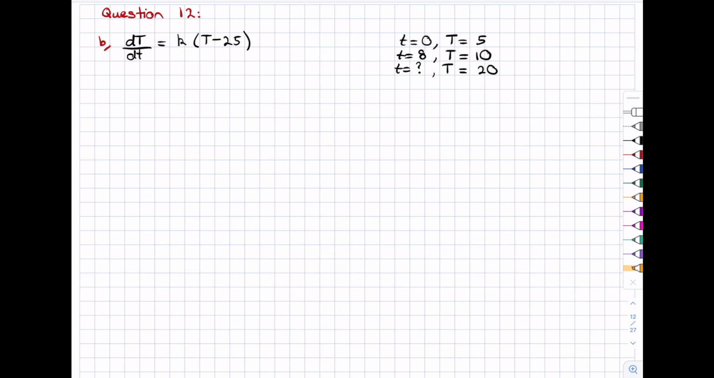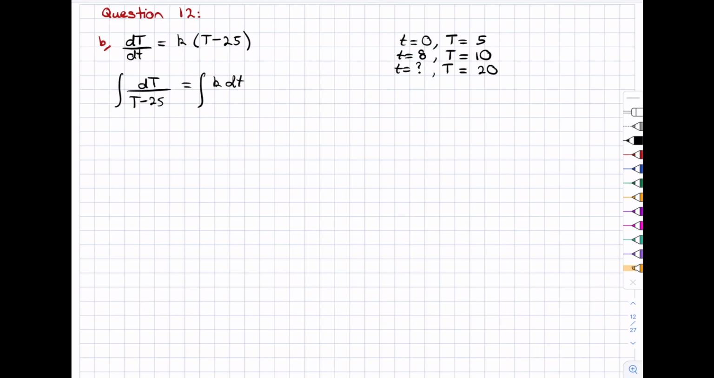Okay, so we need to solve this differential equation. It's a separable differential equation, so I'm going to separate out onto the left-hand side capital T, and on the other side I'm going to have lowercase t. So in doing that, I get dT on T minus 25 equals k times dt. Of course, I could have k on either side because it's a constant. I'm just going to keep it on the right-hand side. And now that I've separated out, I am able to integrate.